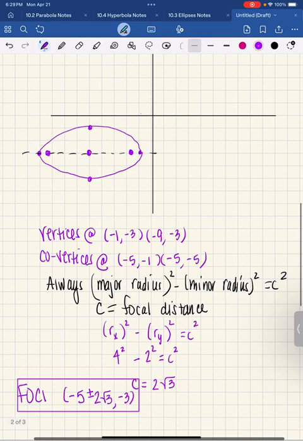All right, so every ellipse. Okay. I don't know what just happened here, but I'm frozen. I can't move the screen.